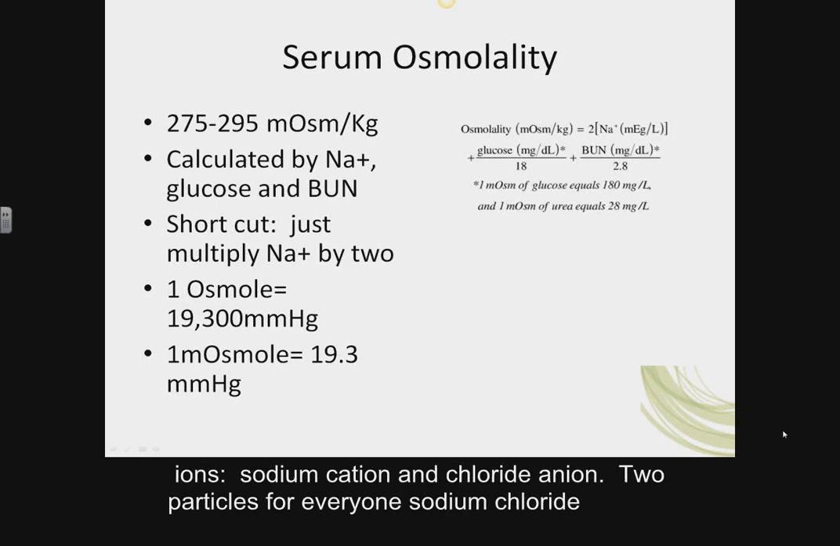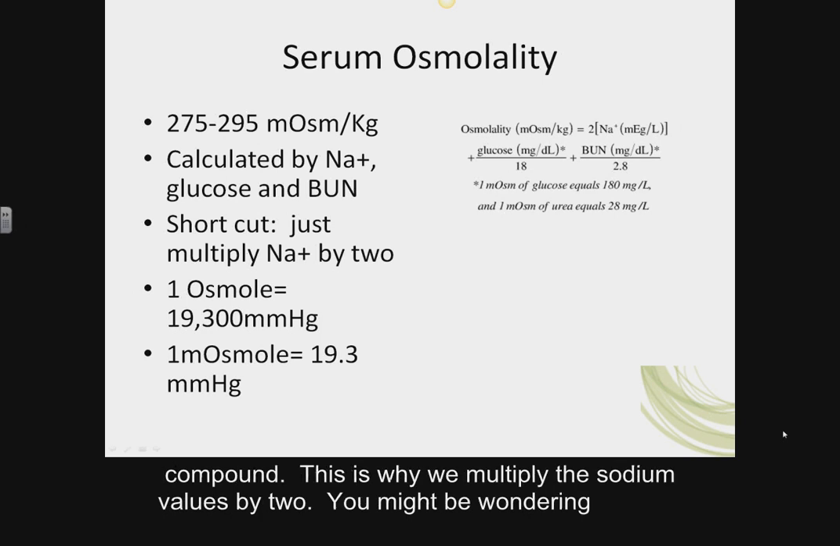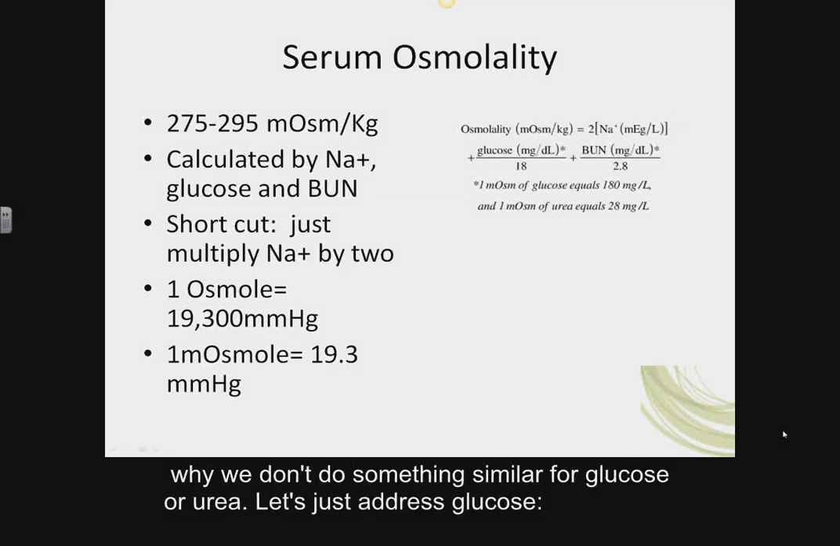Because sodium came from an ionic compound, sodium chloride. When this compound is placed in water, it not only dissolves, but it dissociates, breaks apart into two ions, sodium cation and the chloride anion. 2 particles for every 1 sodium chloride compound. That is why we multiply the sodium values by 2.